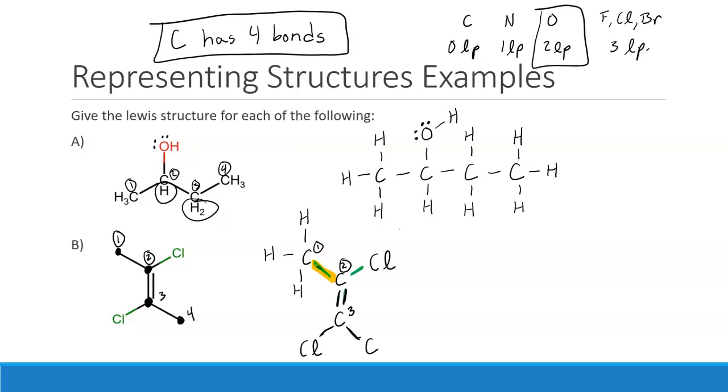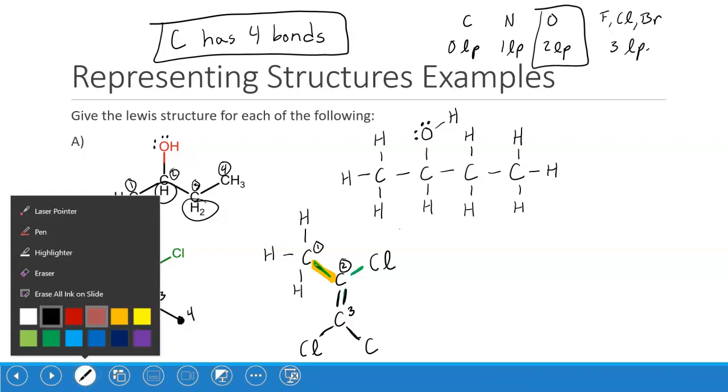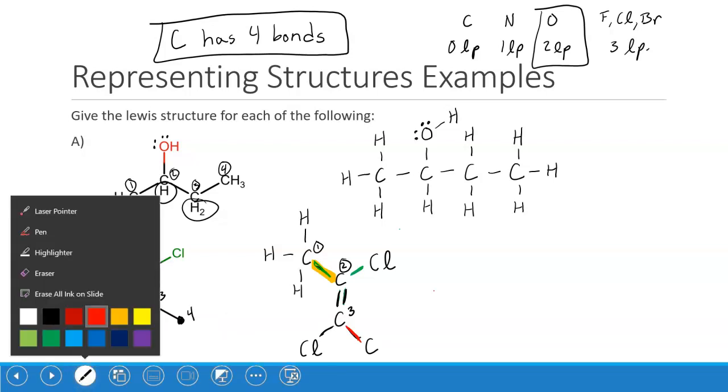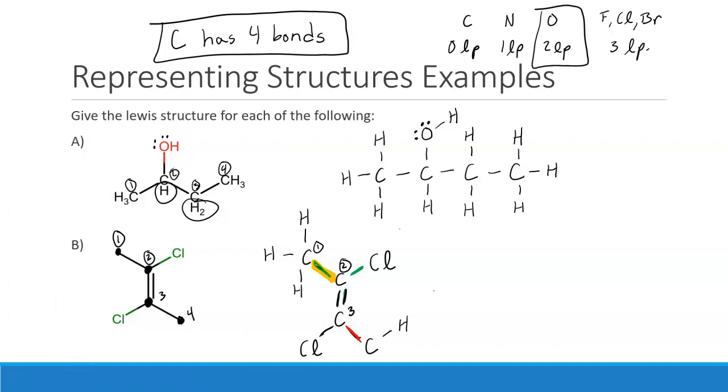And then carbon number 4, it's like carbon number 1. It only has a single bond right there. So we need to add 3 more to give it a total of 4. Okay, and then the last step is to add any lone pairs, and the only thing that needs lone pairs is the chlorine, where chlorine has 3 lone pairs. Okay, so each chlorine needs 3 lone pairs. And that is our final Lewis structure.